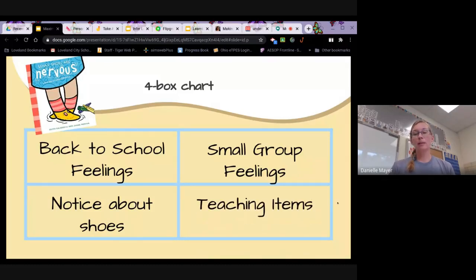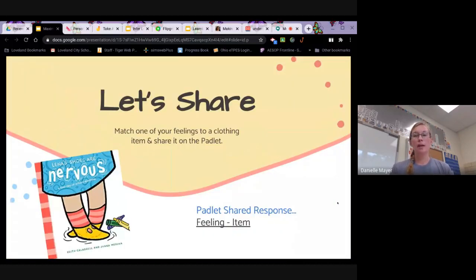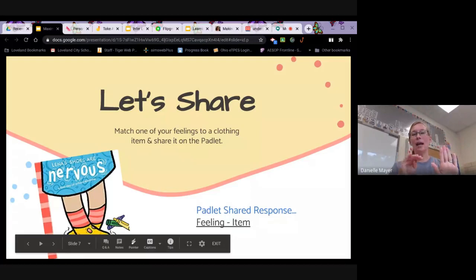Then the fourth box today, we are going to list some teaching items. So things that are critical to you teaching. And then what I'm going to have us do is share one feeling. So any of the feelings from our small group box, I want you to put a star by one of them. And then you're going to go to the box where you have your teaching items, and I want you to put a star by one of those. And we're going to just link those. We're going to say our feeling dash our item, and we're going to share those together.